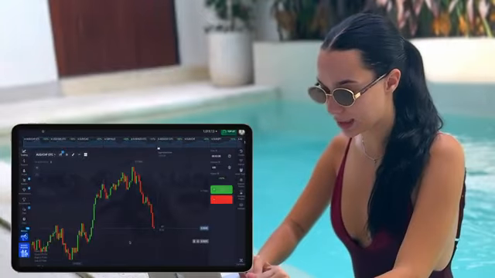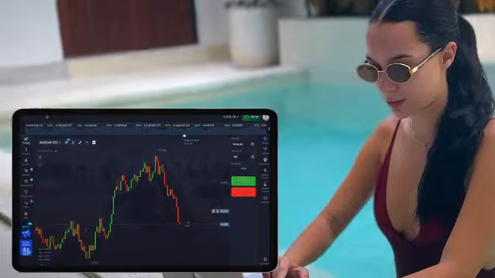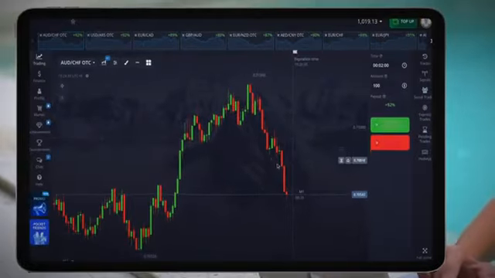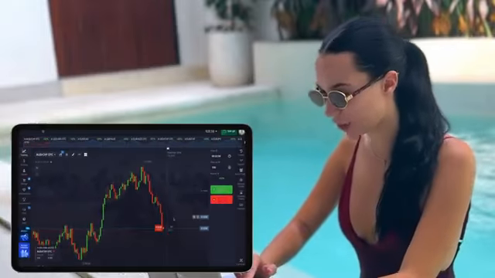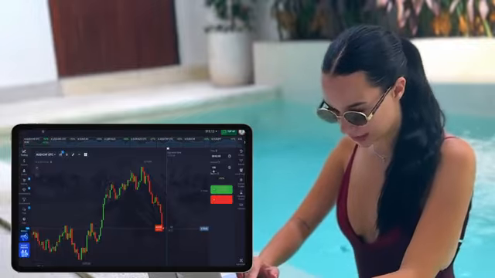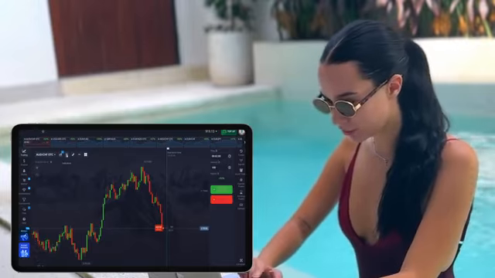So guys, let's get started. I already found some good currency pairs. We can see before it was the upward trend, now it's reversing downwards. So we're going to open here a sell trade for 2 minutes. But that's not it. We're also going to turn on some indicators.